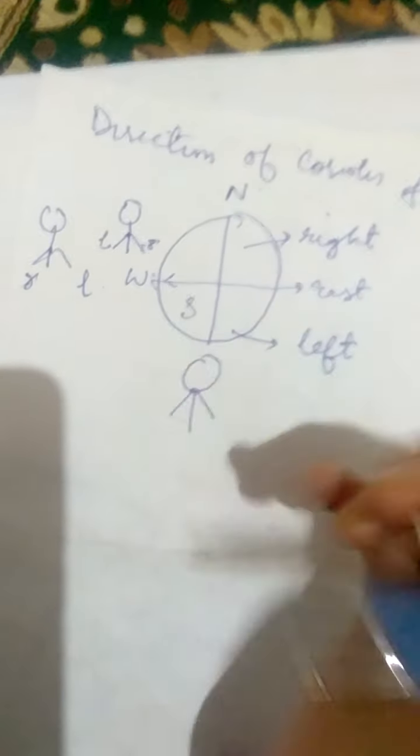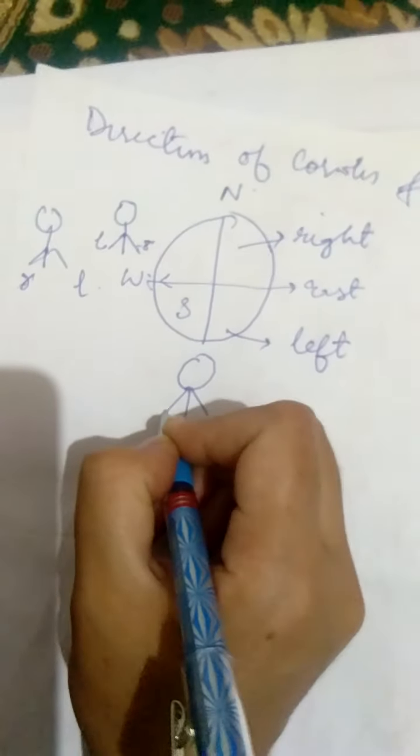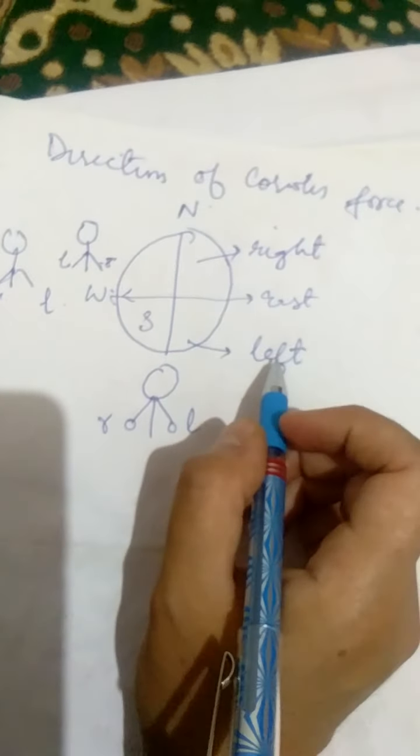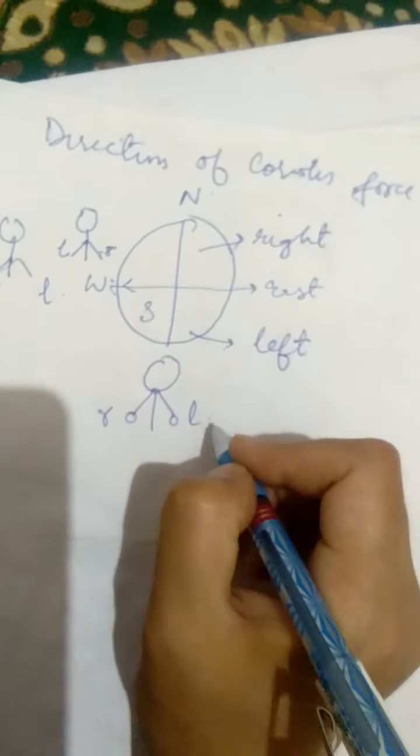Now, let's take the first case. In the southern hemisphere, the student is moving towards south. That means he is facing me. This is his right, and this is his left. And I say that he will be deflected towards left. And what is the left? That is east.